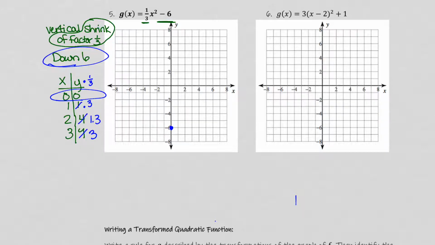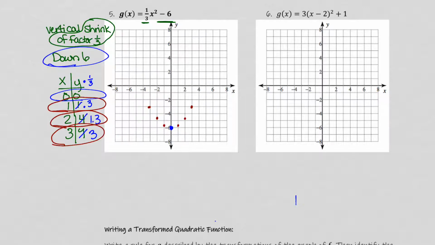Okay? So from there, then I'm going to go right 1. And since the y is positive 0.3, I'm going to go right 1 up 0.3. I also have to go left 1 up 0.3. I go right 2 up 1/3, or up 0.3 from that vertex. From the vertex, I go right 3 up 3. And left 3 up 3. Now, because we shrunk it, you see how it's getting wider than they were before we would do any shrinks or stretches?